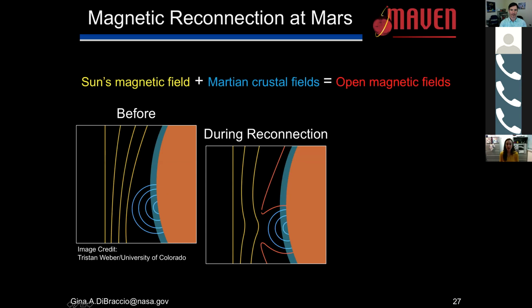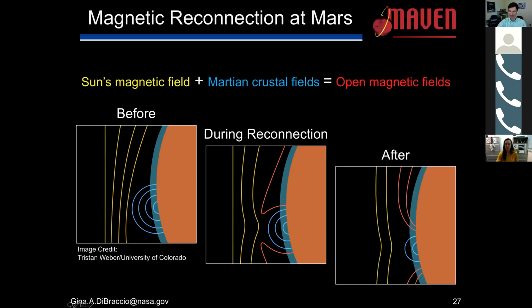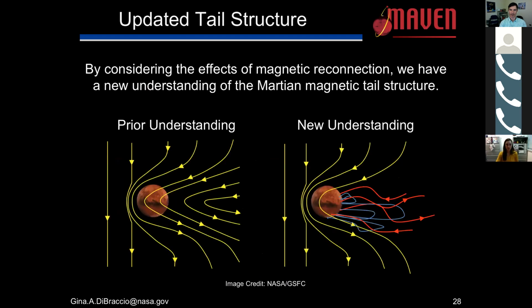And what this implies is that the magnetic tail of Mars is not actually just made up of the sun's magnetic field draping around the planet, but it can also be composed of these new open fields. And so magnetic reconnection between the crustal fields of the planet and the sun's magnetic field can continue to happen and create these open magnetic field lines. So I can show you on a global scale what that means. That means if we consider the effects of magnetic reconnection, we have a new understanding of the Martian magnetic tail structure.